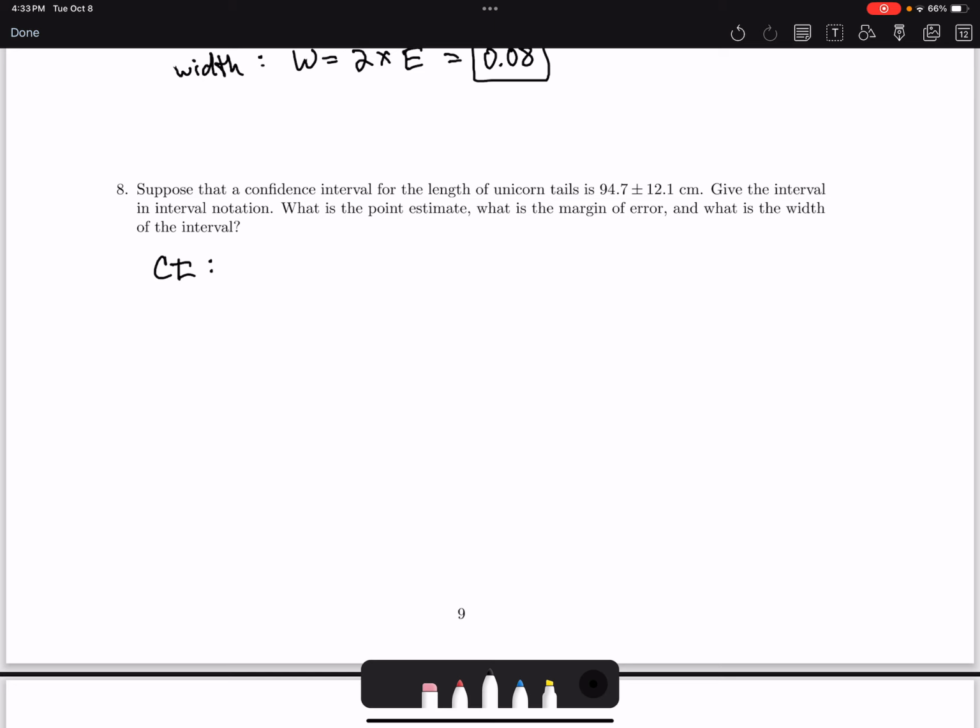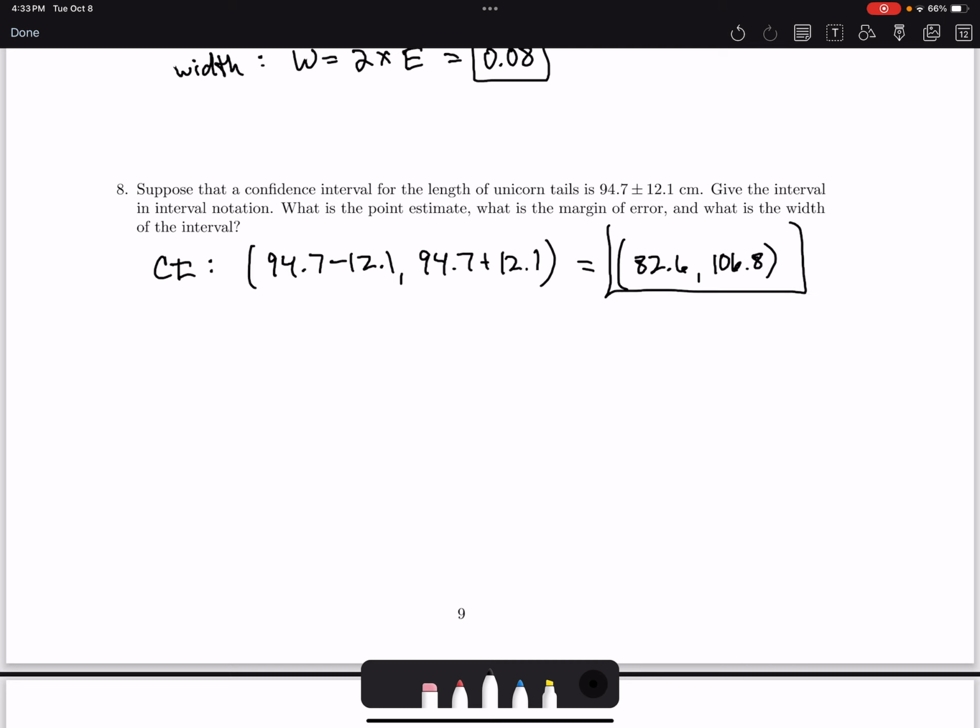Okay, so the confidence interval is going to be 94.7 minus 12.1 to 94.7 plus 12.1. And let's see what we get. So 94.7 minus 12.1 is 82.6. 94.7 plus 12.1 is 106.8. Okay, so there's the confidence interval for the mean.